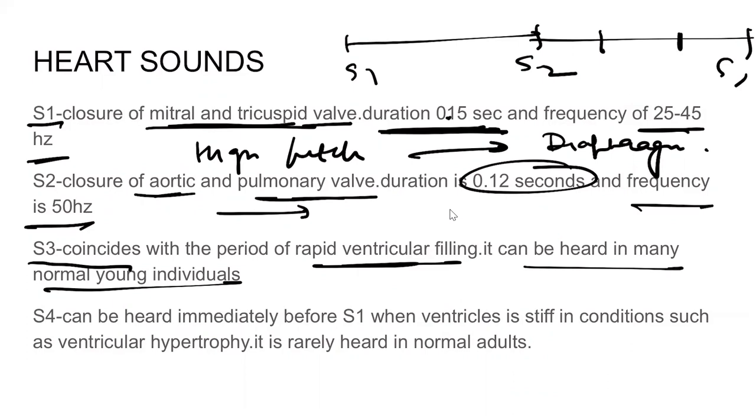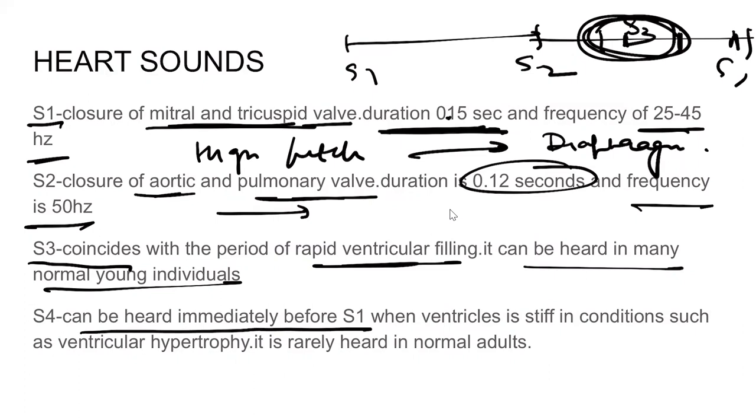So during rapid ventricular filling, there can be S3, which can be normally heard in normal young individuals or pathologically heard in heart failure with reduced ejection fraction. So basically S3 would be somewhere in this phase. S3 would be here. Then S4 can be heard immediately before S1, that is in this phase. It is in phase of atrial contraction.